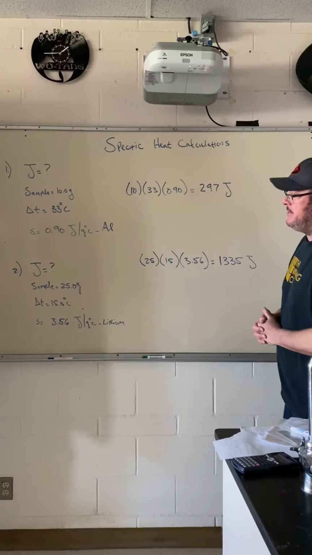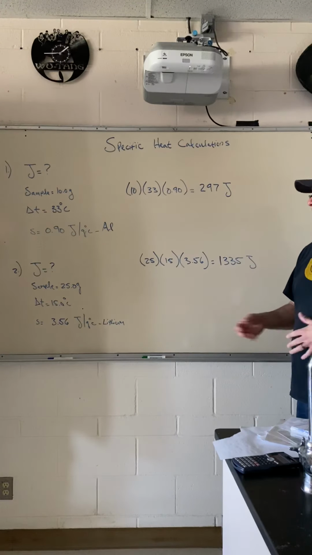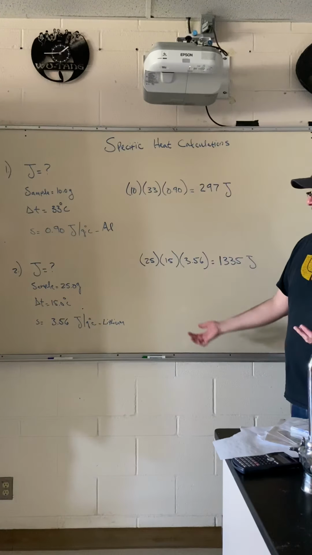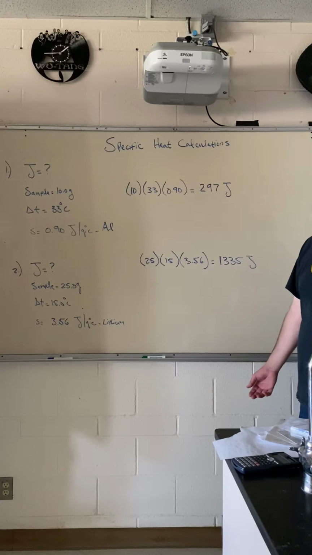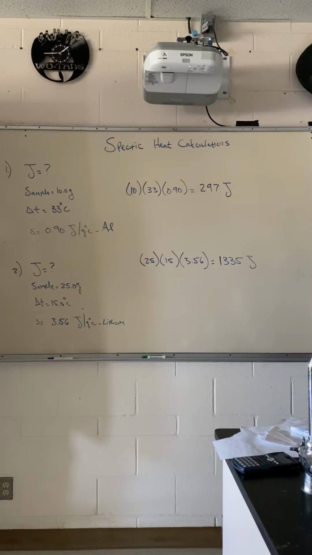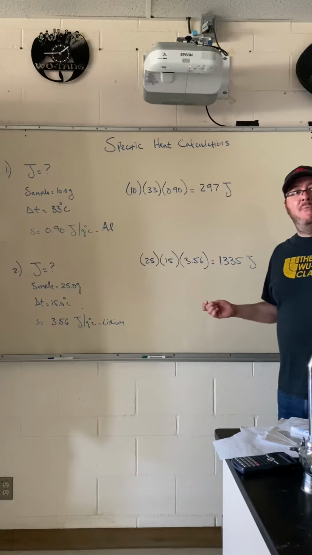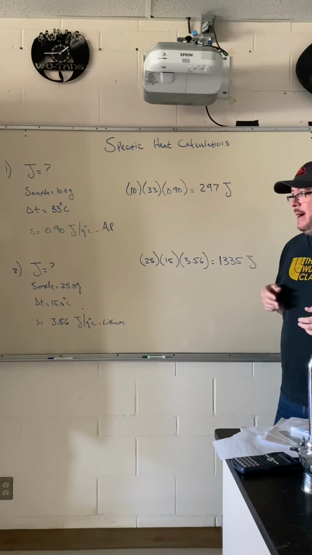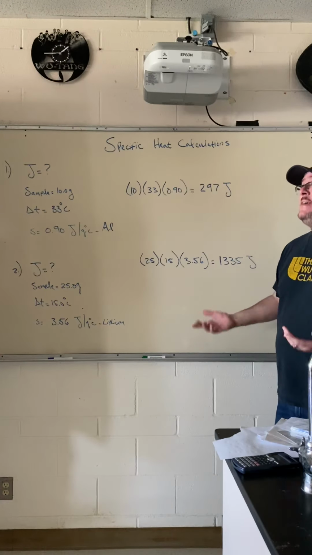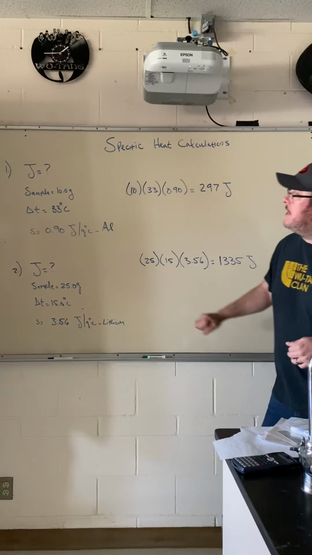Second problem, again, I don't know joules, but I've got a sample size of 25 grams. I've got a change in temperature of 15 degrees Celsius, and my specific heat capacity is 3.56 joules per gram degrees Celsius, which is the specific heat capacity of lithium. So remember that lithium, that little metal that we threw in water, and it tinkers around a little bit, turns pink, lights on fire, and goes pop, has a fairly high heat capacity compared to things like aluminum.